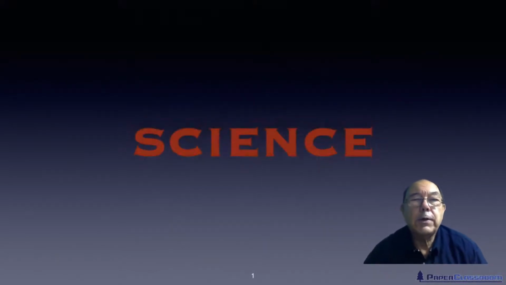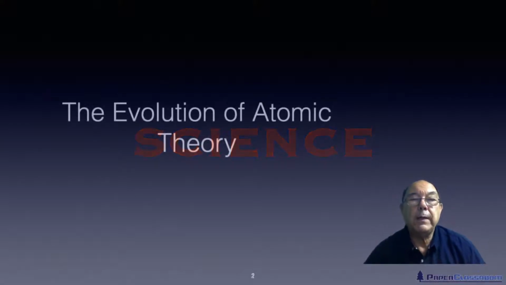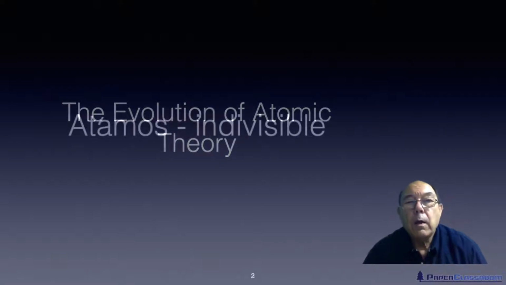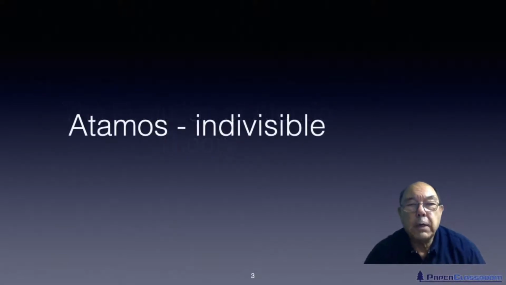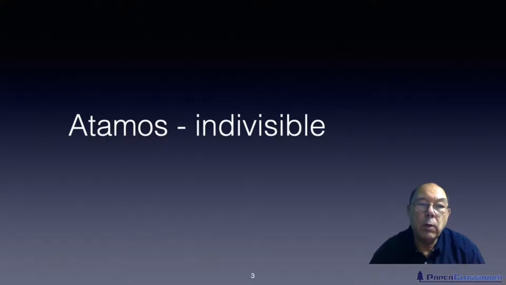Here we have another science tutorial, and in this science tutorial we're going to talk about the evolution of atomic theory. Before we get started, it's worth talking about atoms and elements for a moment. The word atom comes from the Greek word atomos, which means indivisible.